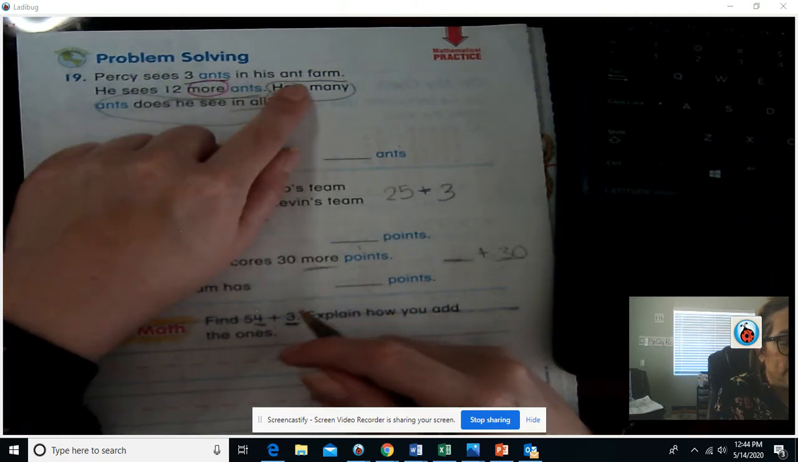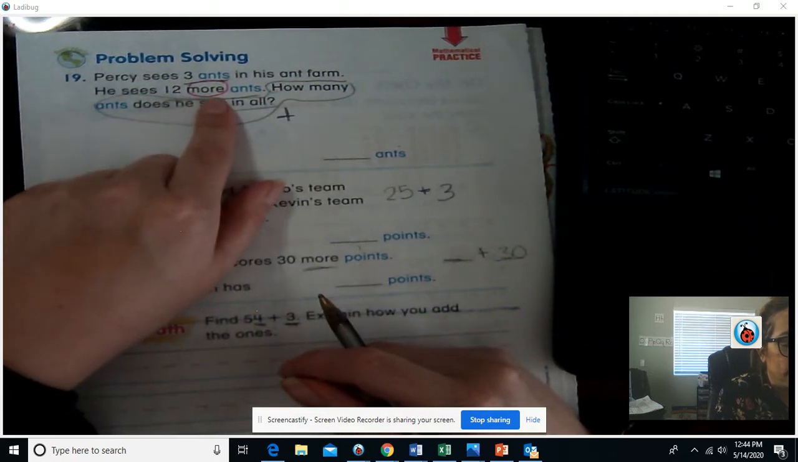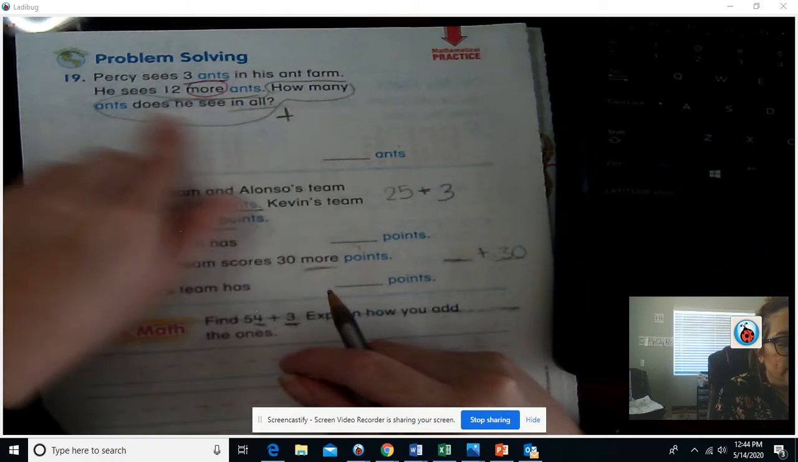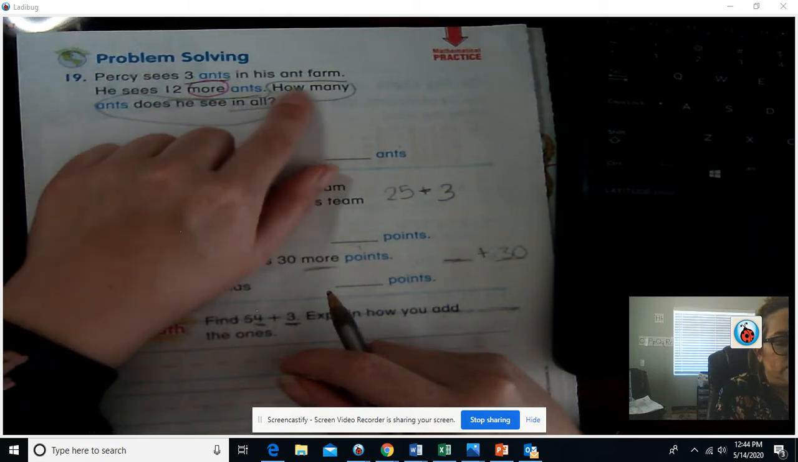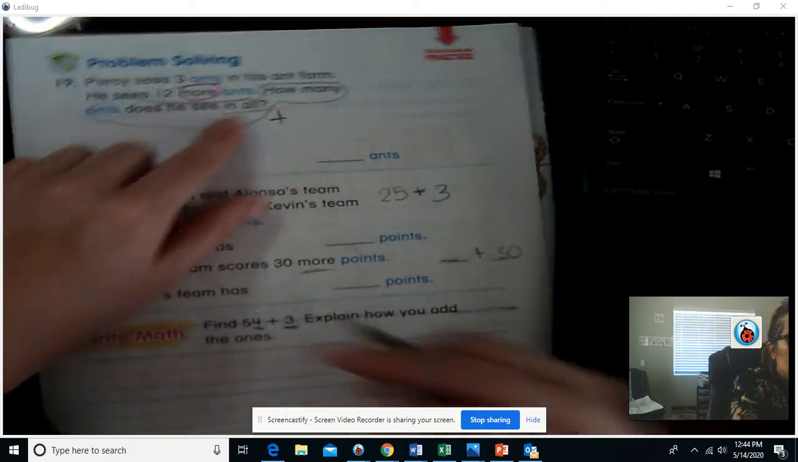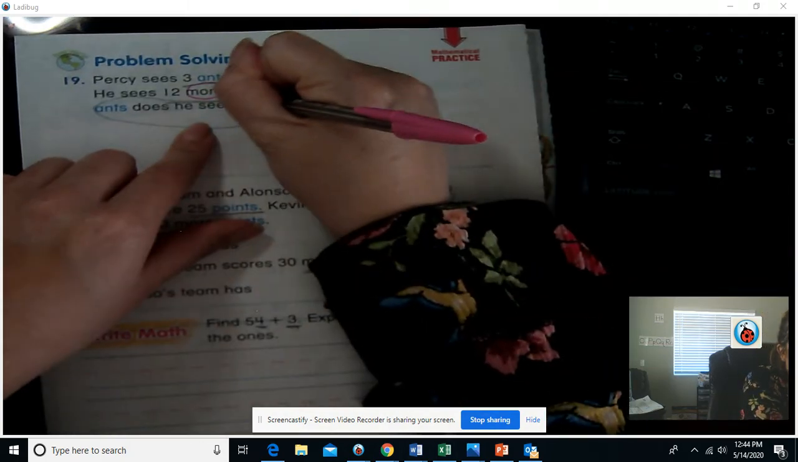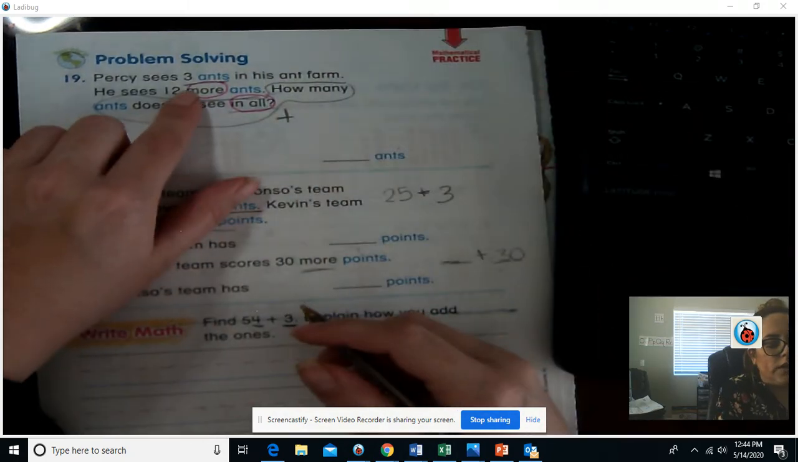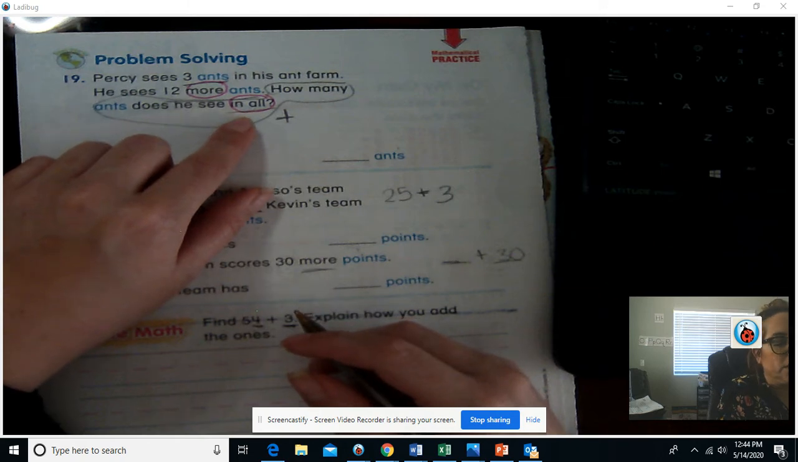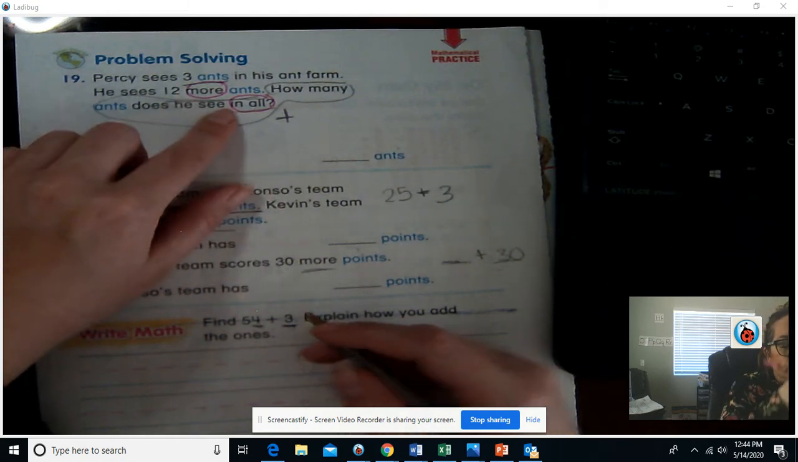He sees 3 ants and then he sees 12 more. How many ants does he see in all? Circle the question, and we're also going to circle the word in all. The words more and in all tell us what we're going to do. They tell us that we're going to add.